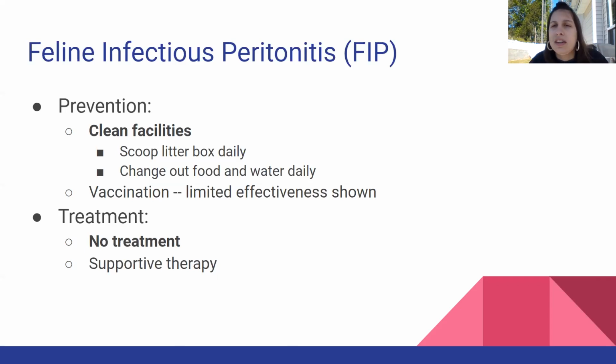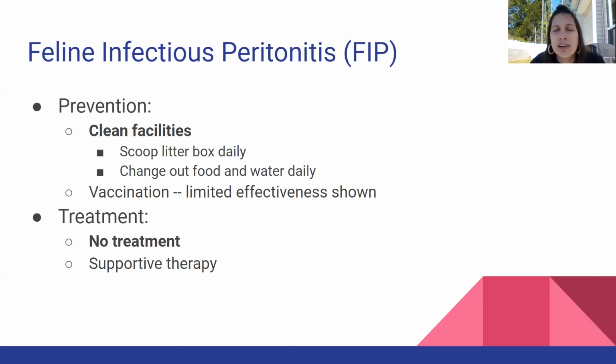The coronavirus that causes FIP works just about the same way, where if you can keep the facilities clean, you clean out the cat's litter box, you change out their food and water daily. If you're just keeping things clean, then that's going to be the best thing that you can do. FIP isn't super common. It's typically going to be spread from one cat to the next. So unless you have all of these cats that are just together, then you're probably not going to end up seeing a whole lot of FIP.